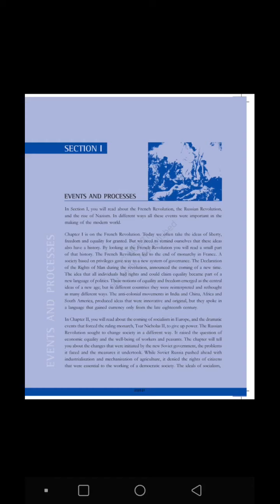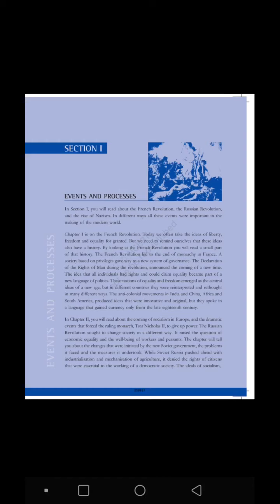Chapter 1 is on the French Revolution. Today we often take the ideas of liberty, freedom and equality for granted. But we need to remind ourselves that these ideas also have a history. By looking at the French Revolution, you will read a small part of that history. The French Revolution led to the end of monarchy in France.